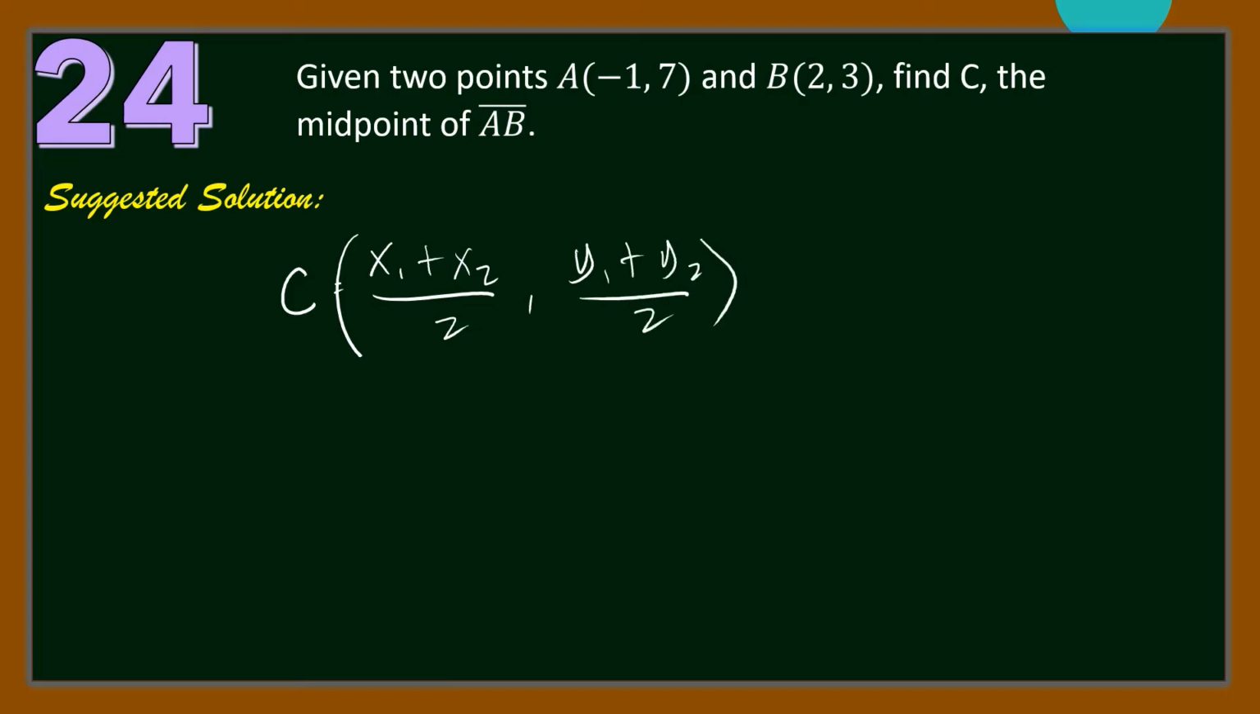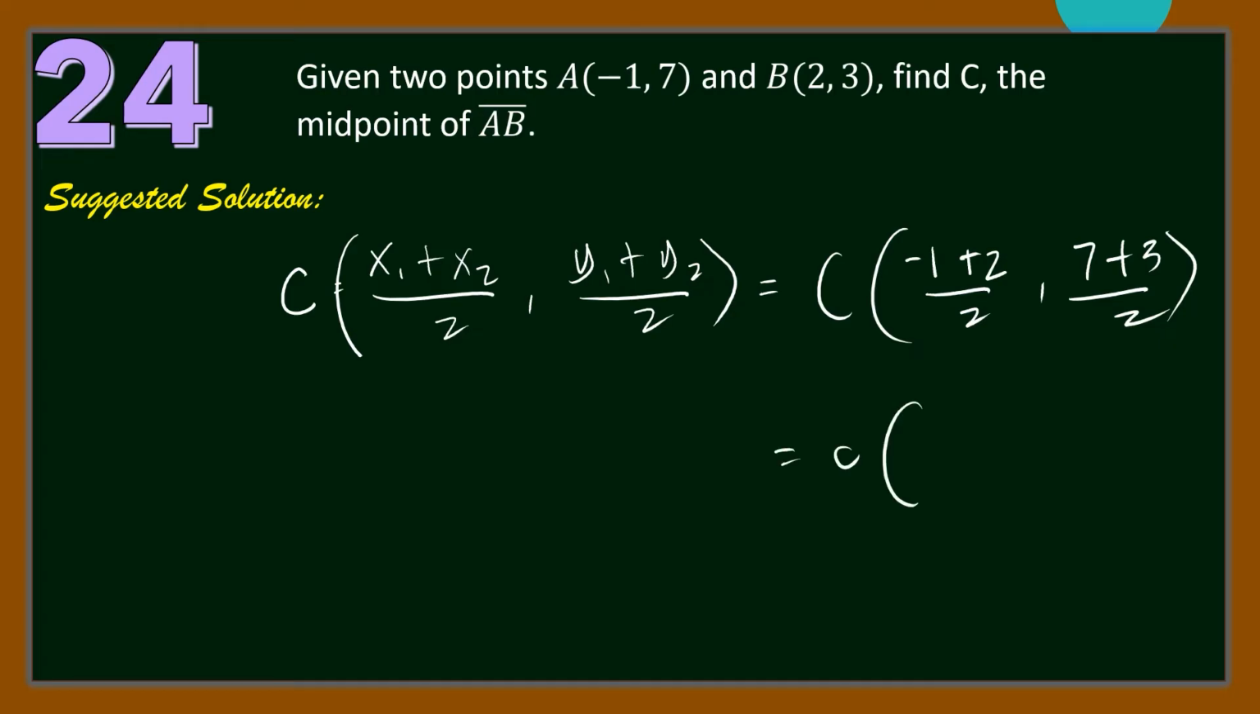So we have the coordinates of C as (negative 1 plus 2 over 2, 7 plus 3 over 2). So the coordinates of C, the midpoint of segment AB, is (1/2, 5).